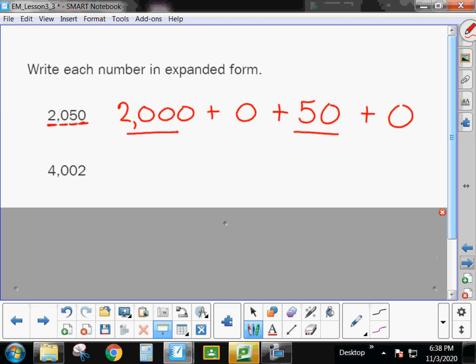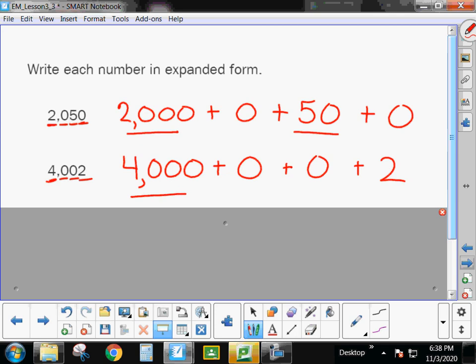Pause the video. All right, this 4 is really in the thousands place, so the value is 4,000. This 0 is in the hundreds place, but its value is 0. This 0 is in the tens place. Whoops, didn't mean to write a comma there. So its value is 0. And the 2 is in the ones place, so its value is 2. So we have 4,000 + 0 + 0 + 2.